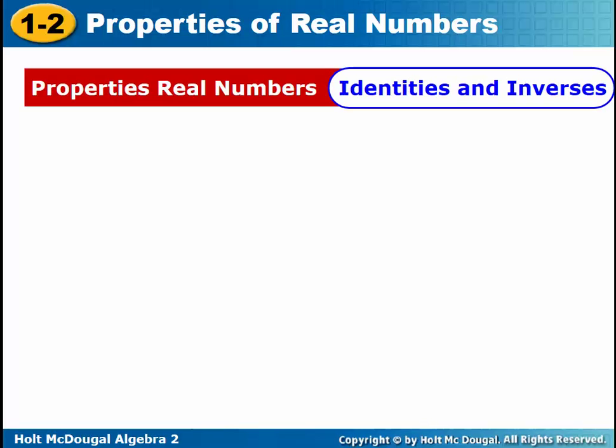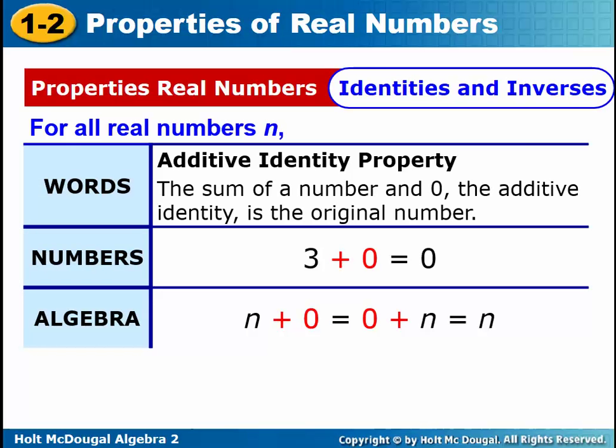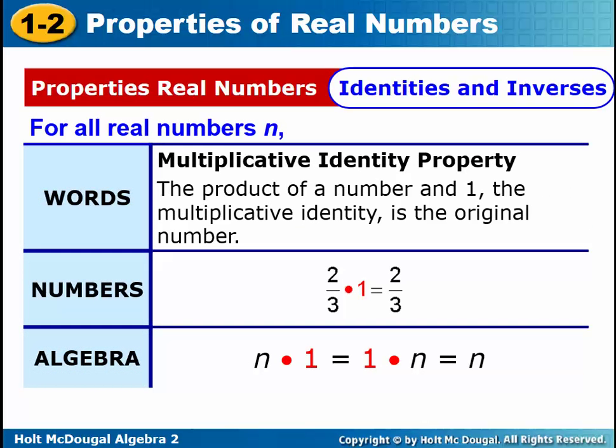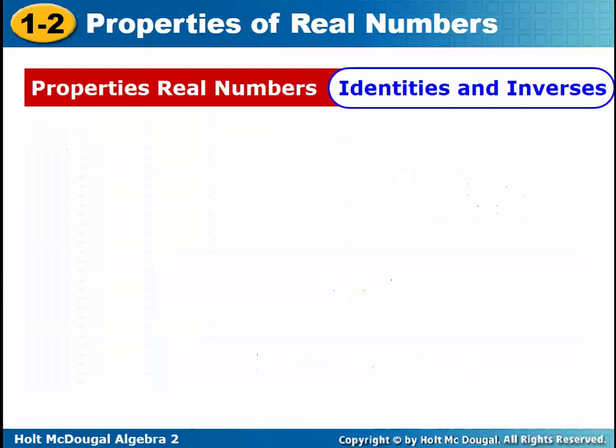All right, here we go. First of all, with the identities and the inverses. For all real numbers n, the sum of a number and 0, which is called the additive identity, is the original number. If you add 0 to a number, you get the same number back. The multiplicative identity says that if you multiply a number times 1, which is the multiplicative identity, then you will get the original number. So anything times 1 gives you the original number.